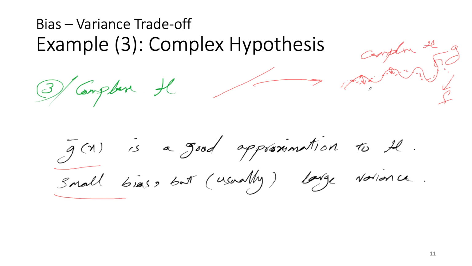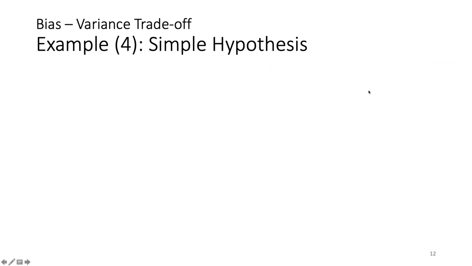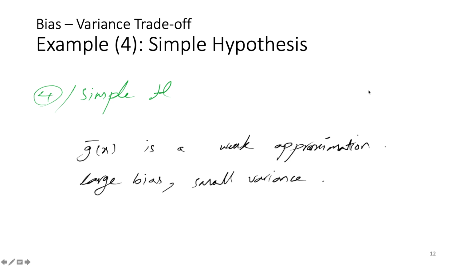On the other end, what if we use a very simple hypothesis, just like the one you saw in the constant case? Suppose your f would be a complex shape like this, and you had a g, dash line like this. Very simple, right? So you see that it's a weak approximation of your f. You have large bias, but a small variance, the opposite case of a complex one, right?